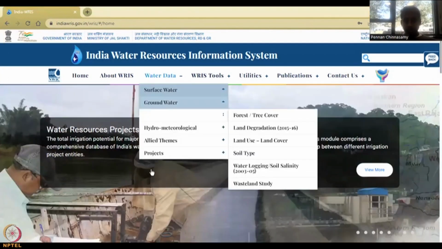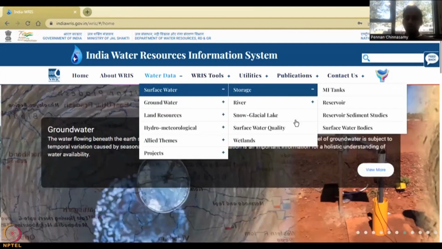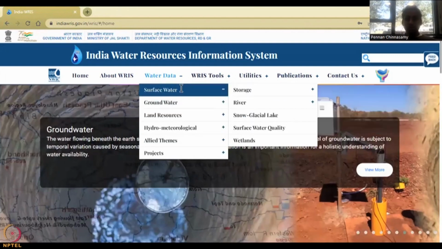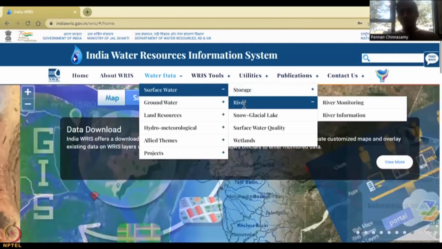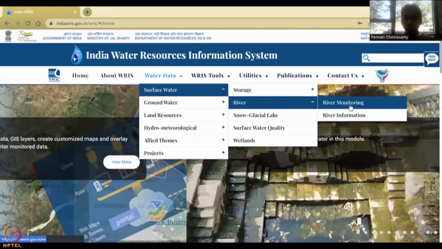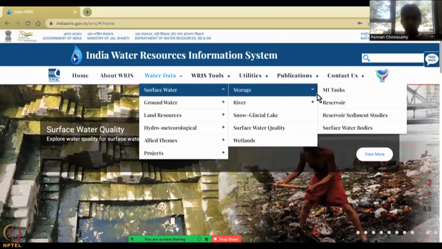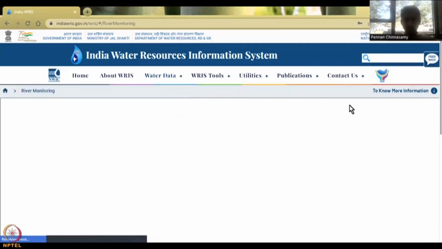Okay, so all these data we have been looking at, and we go to the surface water storage. We looked at all the tanks. Now we'll be looking at, in the surface water, the river. The others are also okay, the wetlands, surface water quality, etc. But for our hydrological balance equation, we would stick with the river monitoring and river information data. Okay, so I'm going to go back. River monitoring. The river information gives you the basic information of these river networks.